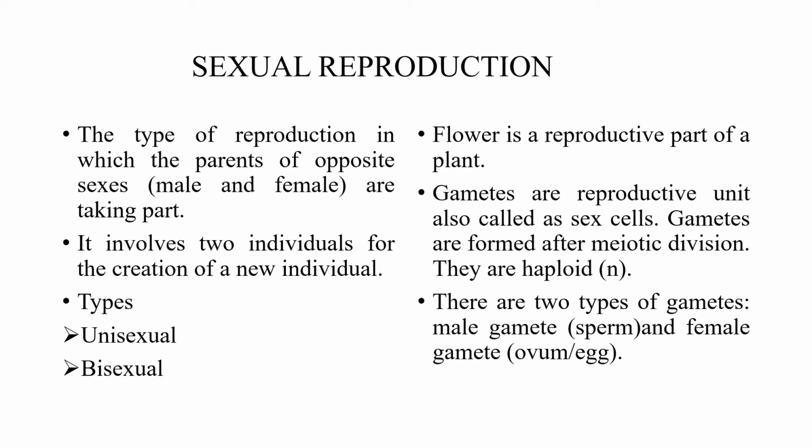Gametes are reproductive units. Gametes are formed after meiotic division. They are haploid in nature. There are two types of gametes: male gamete, sperm in man; female gamete, ovum or egg. In plants, the male gamete is called pollen grains, and the female gamete is called ovum or egg.